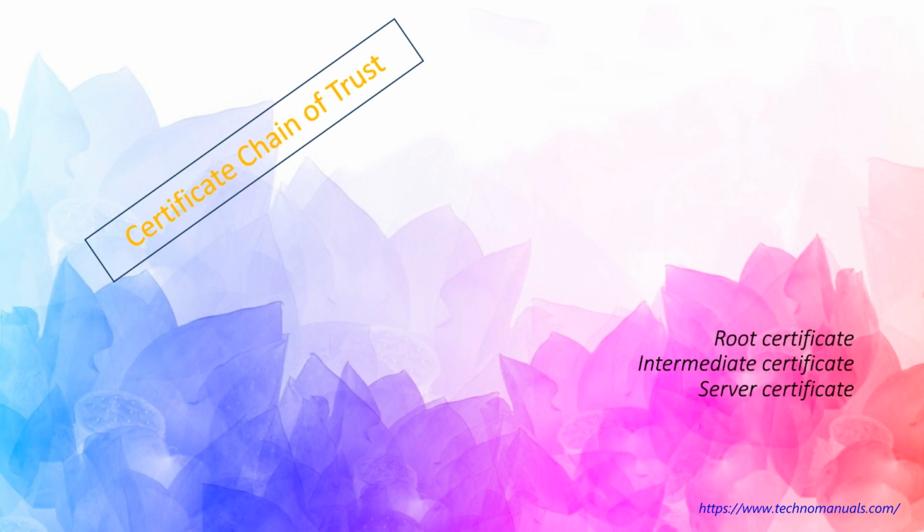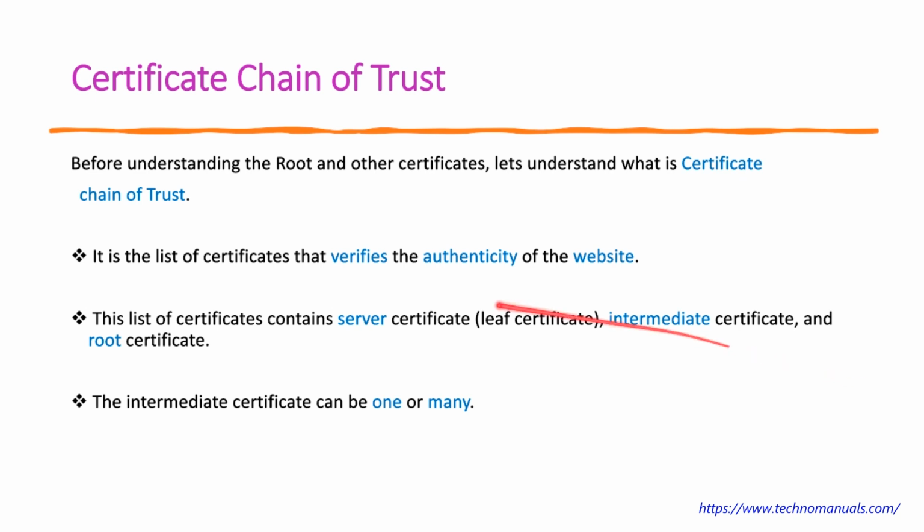Certificate chain of trust. It contains the root certificate, intermediate certificate, and the server certificate. Before understanding the root and other certificates, let's understand what the certificate chain of trust is. It is the list of certificates that verifies the authenticity of the website. This list contains the server certificate, intermediate certificate, and the root certificate. The intermediate certificate can be one or many.